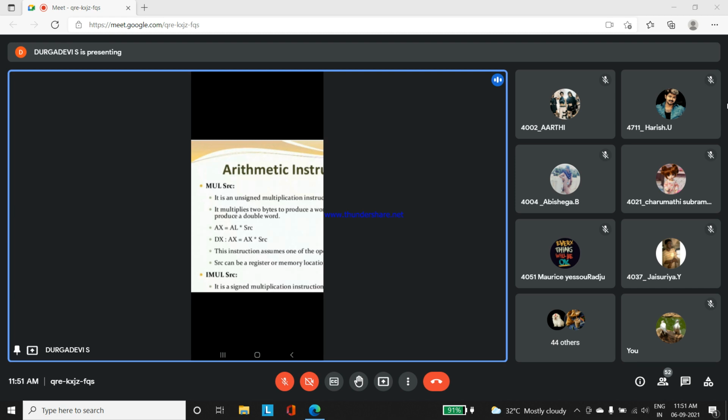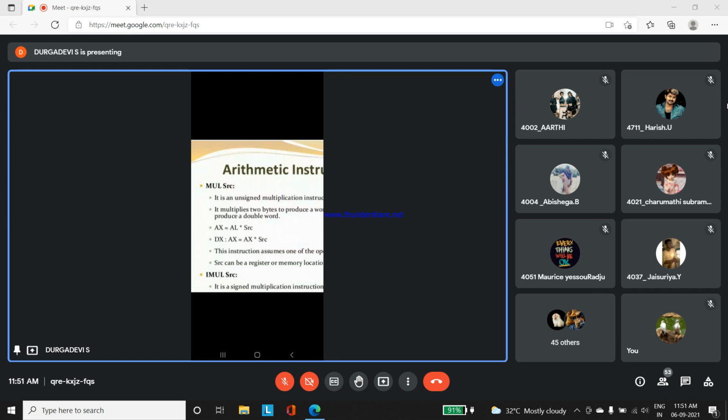On the left side, you can see that DX colon AX is equal to AX into BX. So AX is one 16-bit value, and in the place of SRC, if you have BX, it means AX into BX. If you multiply two 16-bit values and the answer is 32-bit, a 32-bit value cannot be stored in a single AX. That is the reason they have used DX colon AX like this.